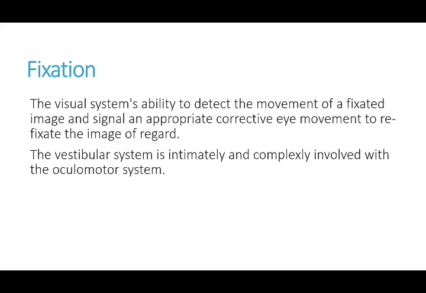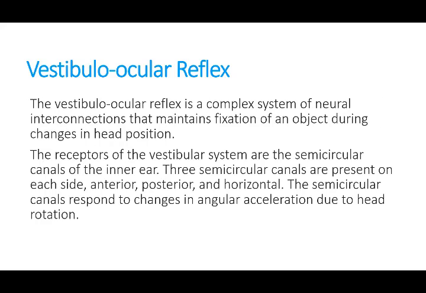The vestibular system is intimately and complexly involved with the oculomotor system. How? The vestibulo-ocular reflex is a complex system of neural interconnections that maintain fixation of an object during changes in head position. However much your head moves, we are still able to see the object. When you're sitting in a moving car, you're still able to look at stuff outside, although it's passing by at about 100 kilometers per hour.